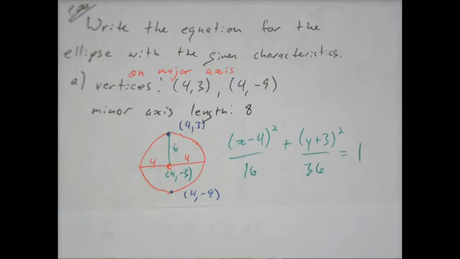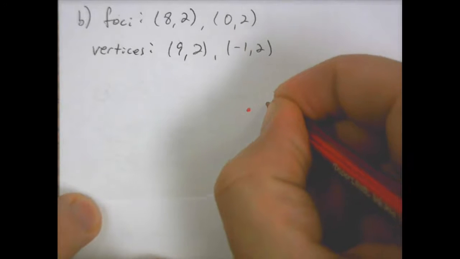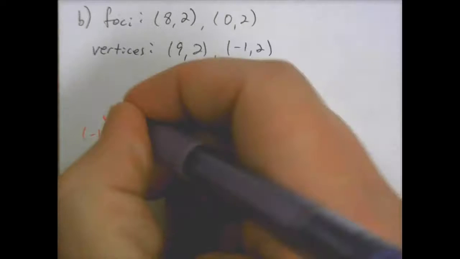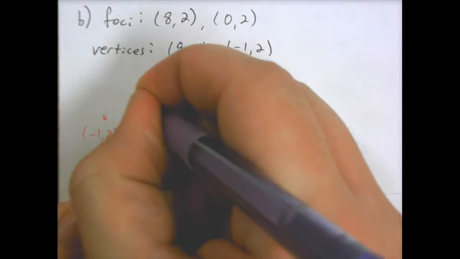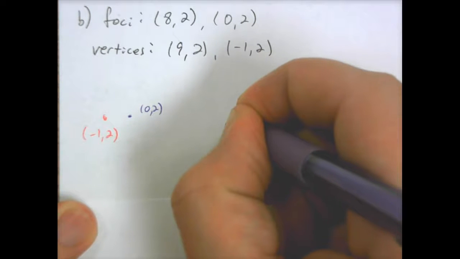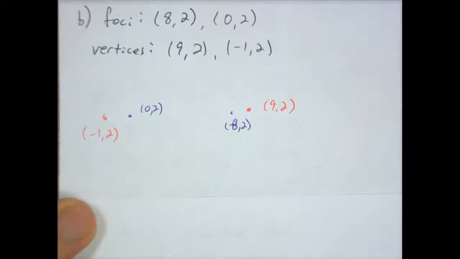Oh yeah. In this one, still doing the same thing, writing the equation of the ellipse with the given characteristics. We are given a foci, and we are given the vertices. So if I go ahead and draw this out, I have vertices 9, 2, and negative 1, 2, and I have foci 0, 2, and that's not right. 8, 2. 8, 2. Yeah, that says 8, 2.